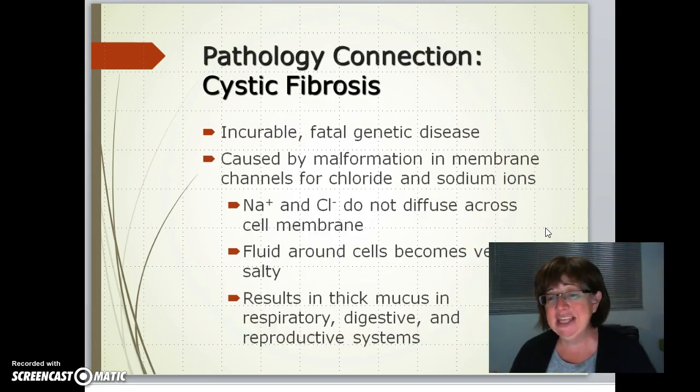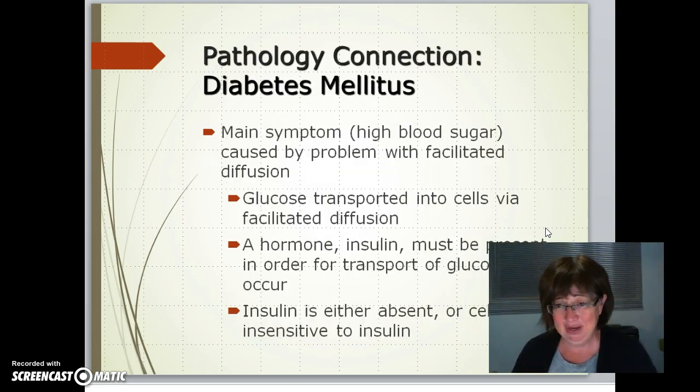Okay? An example of this that I just want you to be aware of is cystic fibrosis, where sodium and chlorine are unable to diffuse. Or another example that's quite a concern to the body is diabetes mellitus. Because insulin isn't there to turn on the glucose facilitated diffusion, glucose cannot be transferred in. Good. That's passive diffusion. Passive diffusion is no extra energy, high concentration to low concentration.